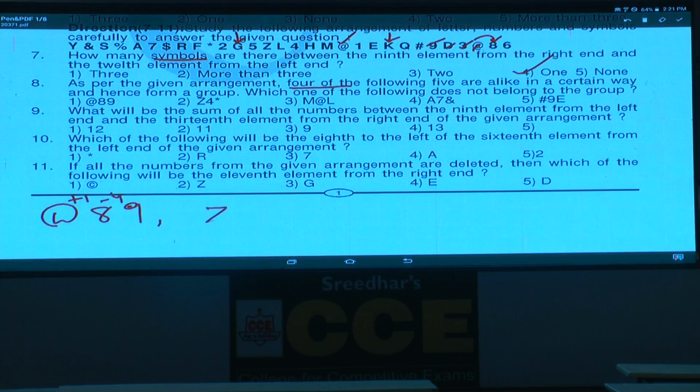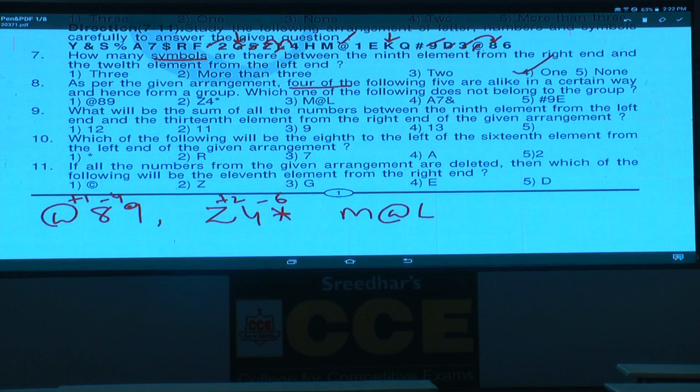Then coming to choice 2. Now in choice 2, Z4 star. In Z4 and star, Z and 4, where is Z and 4 here? Z is here, Z to 4, 1, 2, plus 2. And 4 and star, 1, 2, 3, 4, 5, 6, minus 6. Plus 2, minus 6.